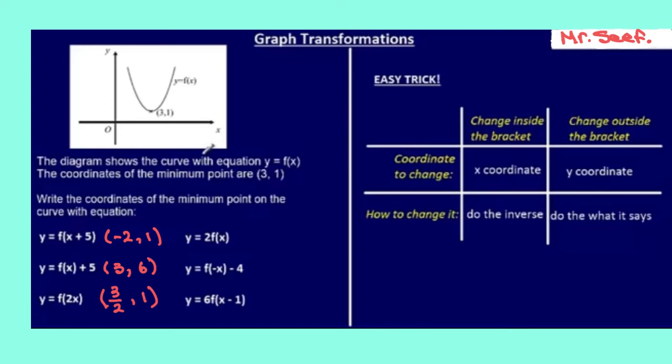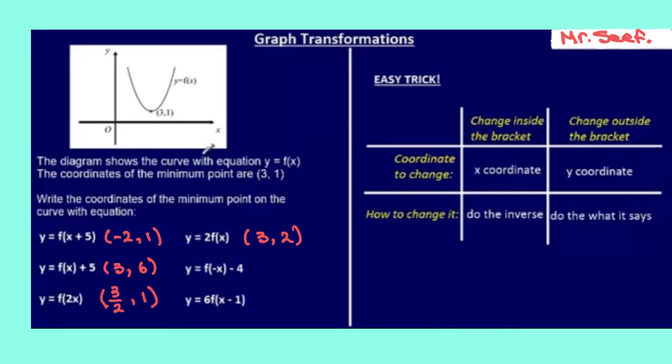The fourth one, y equals 2 times f of x. Well, the 2 is outside the bracket. So we change the y coordinate. And we do what it says. So we multiply the y coordinate by 2. The x coordinate remains the same. So the new coordinates are 3, 2.